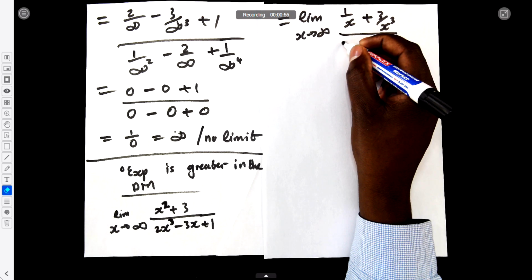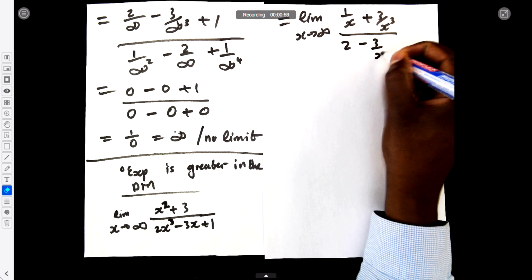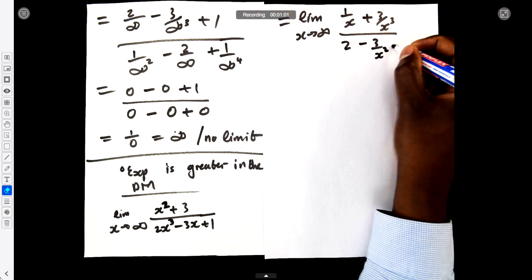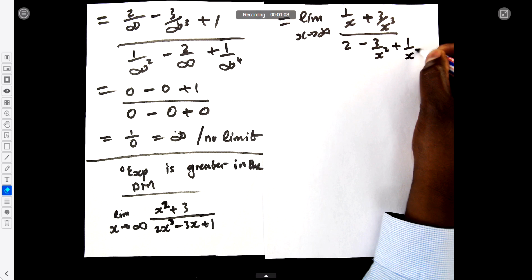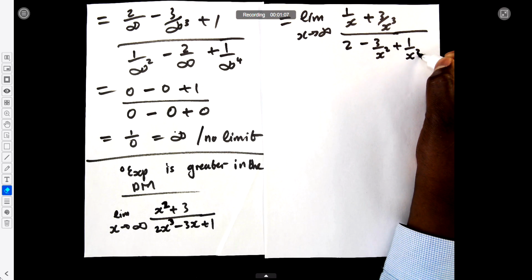And same thing, we divide by x to the power of 3, we have 2. Therefore, minus 3 over x to the power of 2. Therefore, plus 1 over x to the power of 3.